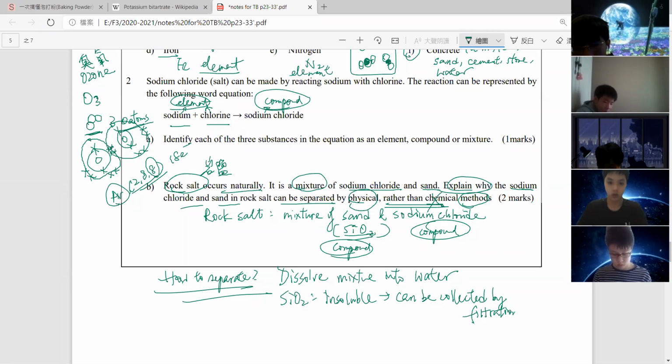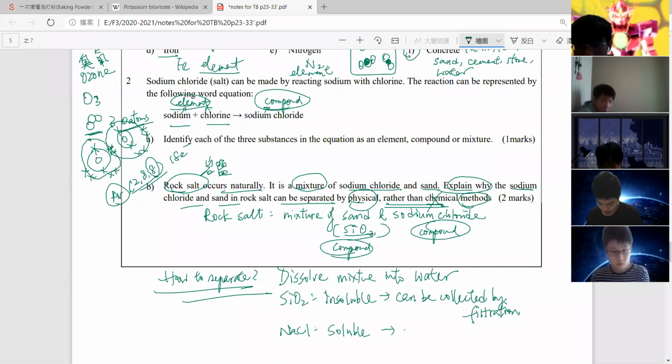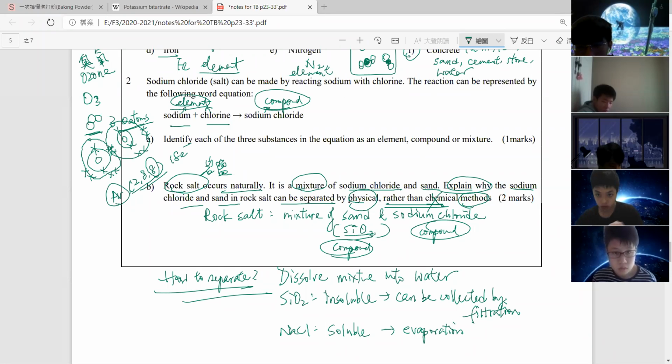So filtration is a physical method. How about sodium chloride? It is soluble. It dissolves in water. So how can we collect it? Distillation. What else? Besides using distillation, you may simply use evaporation to get the sodium chloride. Why? I don't need any water. I need sodium chloride only. So simply evaporate until dryness can help.